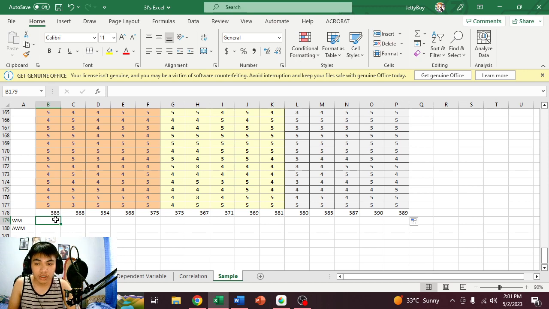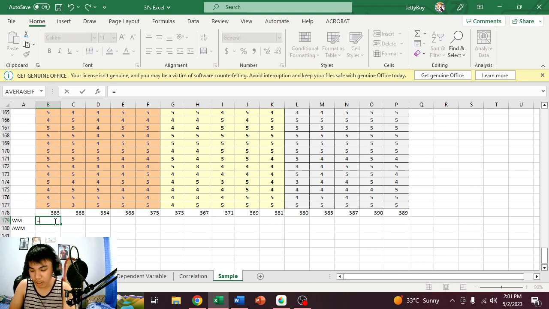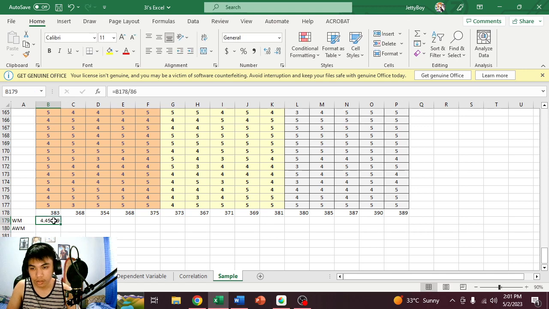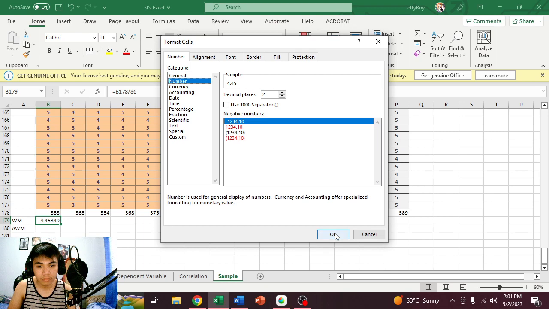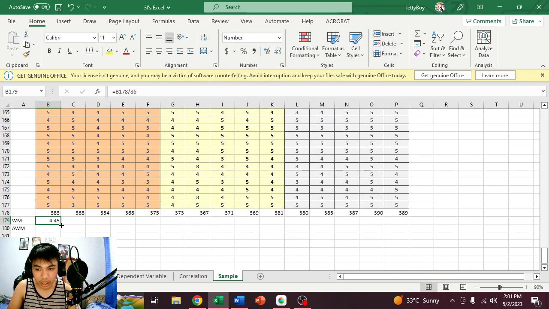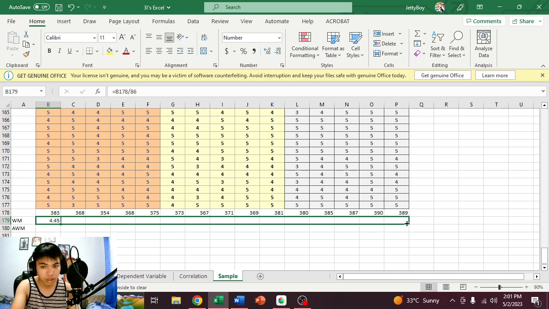So for the weighted mean, again, we repeat the steps. We look at the column and then the row number. So put an equal sign, B178. Divide it by the number of respondents. Our n is 86. Look at that. Again, round it off to two decimal places. And again, we can drag it here to get the weighted mean of all the data.